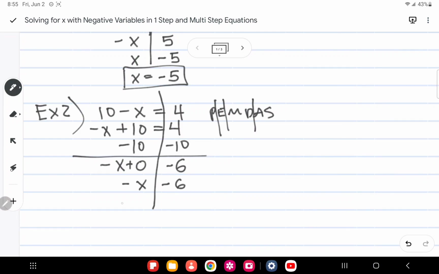-x. We will make that positive by switching its sign, and consequently, the sign of the -6 will also be switched, hence you will get 6. Therefore, our answer is x equals 6. Okay?